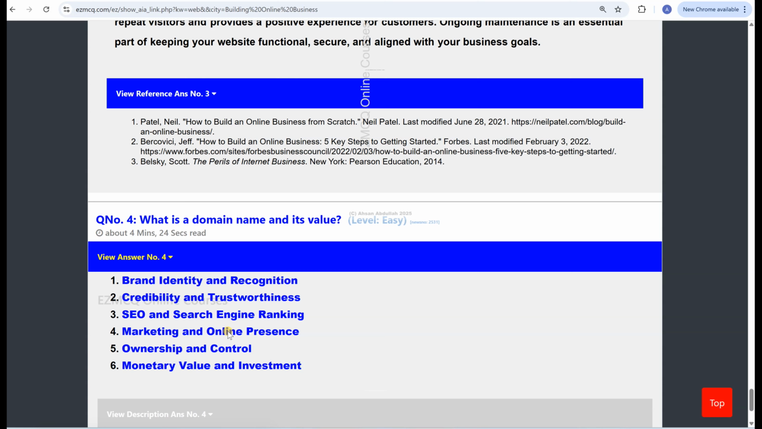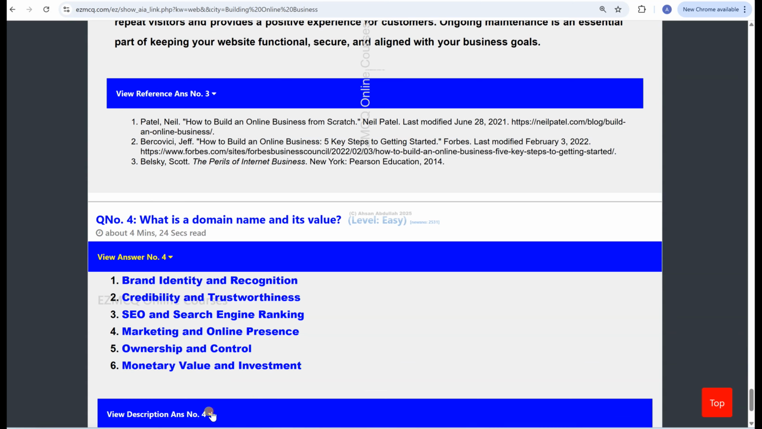So that gives you ownership and control. You have ownership of the domain name depending upon the time period for which you have paid for it. And then there is the monetary value and investment. So if your application generates a lot of traffic, or that domain name is very unique, it's a big investment, and it has a lot of monetary value.